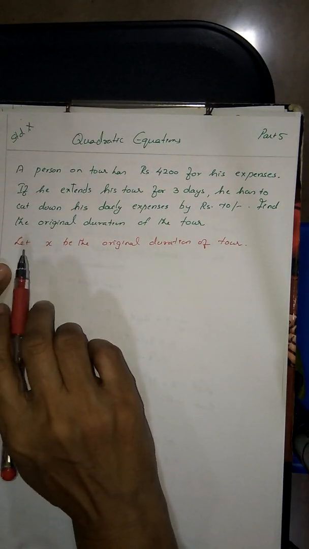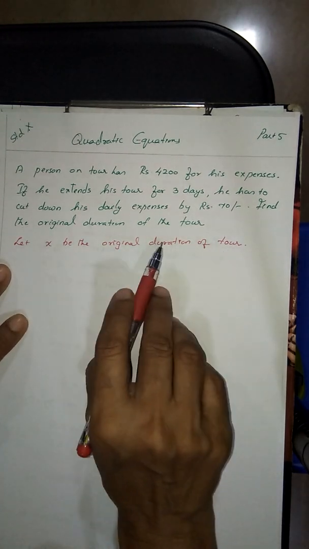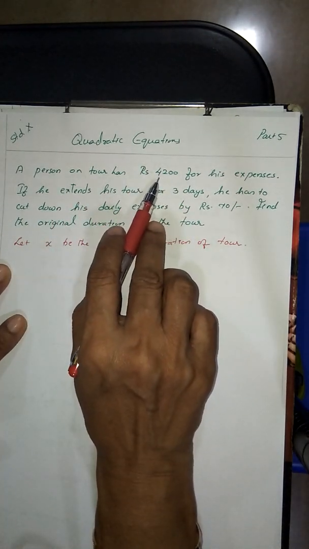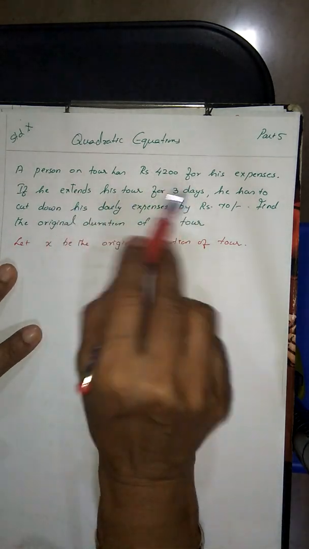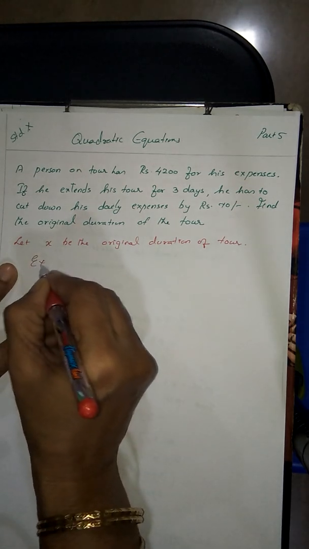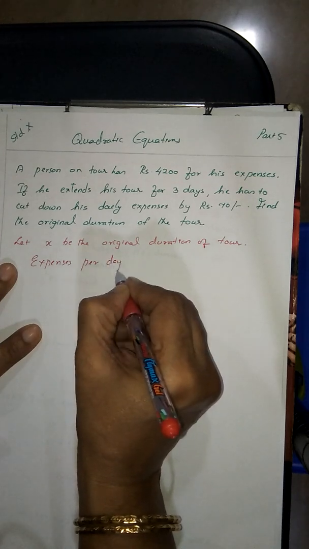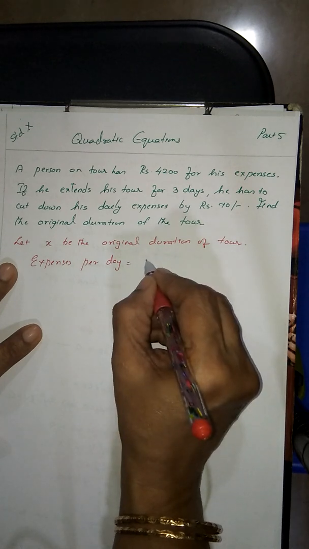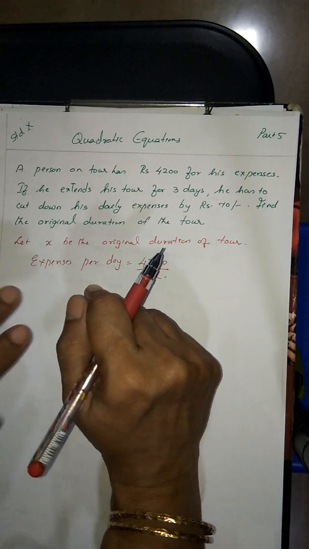So here we will take first, let x be the original duration of the tour, that is the number of days. It is given the total expenses he has in his hand is rupees 4,200. So the expenses per day will be the total amount divided by the number of days. So this is 4,200 by x. This is the expenses per day.